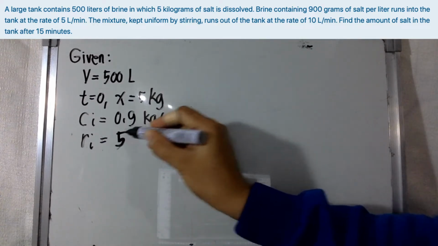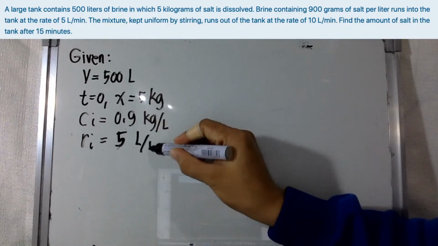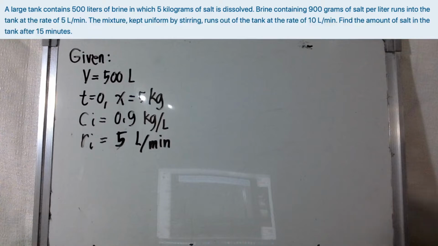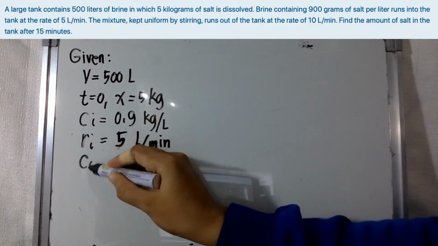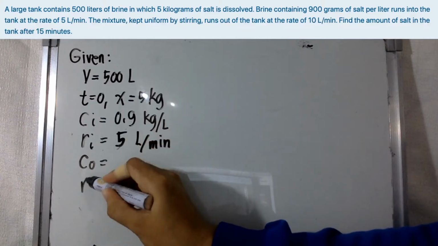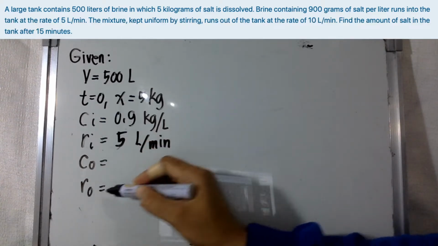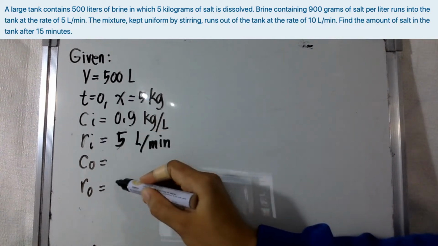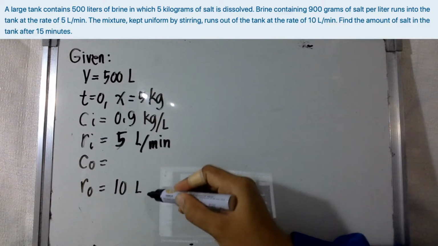5 liters per minute. So we should always check our units. They should be consistent: kilogram, kilogram, liter, liter. Now, it says that the mixture runs out of the tank at the rate of 10 liters per minute. So we should have a concentration out and a flow rate out. Actually, the flow rates are different. Flow rate in is 5 liters per minute and flow rate out is 10 liters per minute.